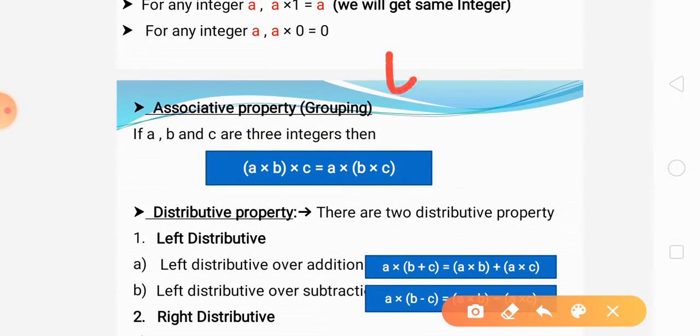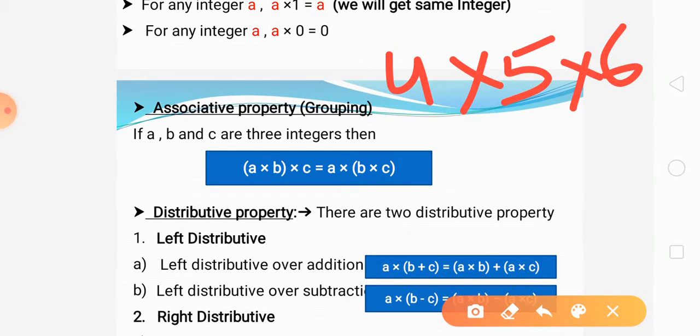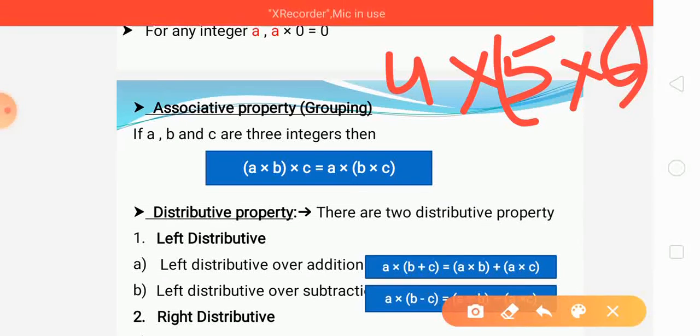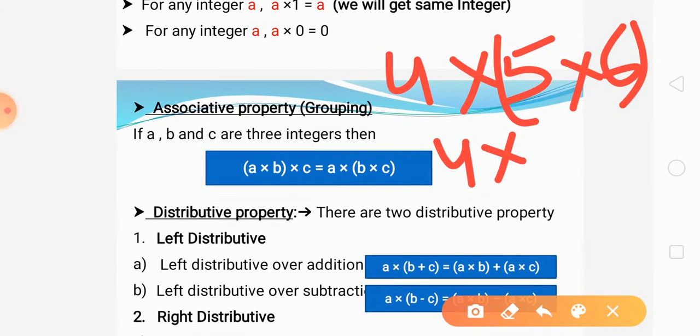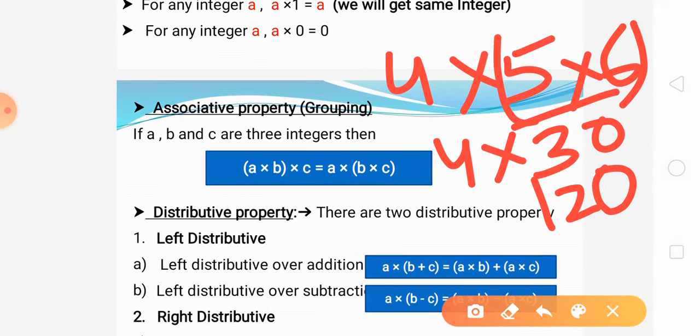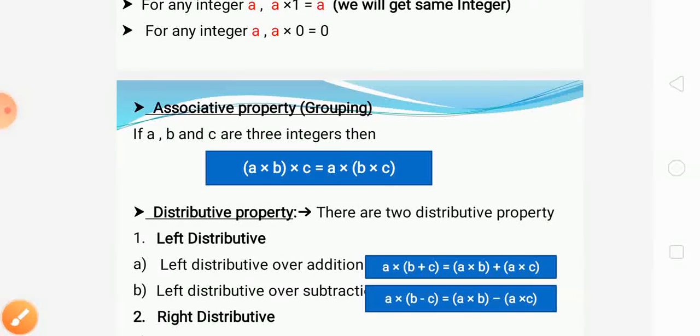Now, according to the grouping property, instead of making a group of 4 and 5, I can make a group of 5 and 6. So what will I do? First I will multiply 5 into 6, that is 30, and this answer will be multiplied by the first number, that is 4. So again the answer will come 120. So is the answer changing? No, the answer will not change.